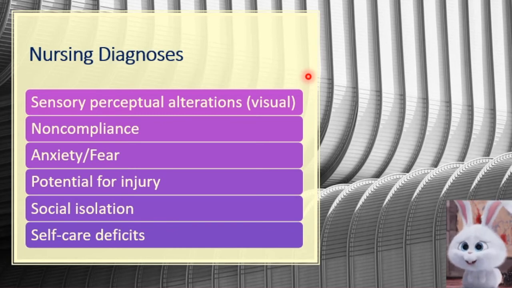Okay, then you have your potential for injury, social isolation, and then self-care deficits. Why are you having social isolation? Their tendency is that they will not be going around because of their tunnel vision. While for self-care deficit, if there will be blindness, class, they will be unable to care for themselves.